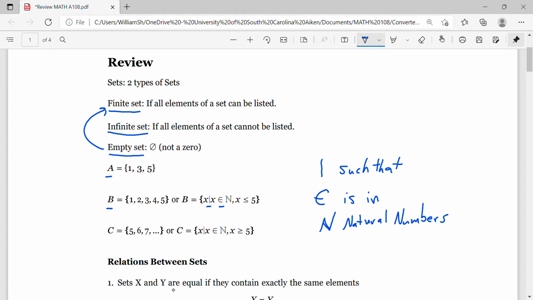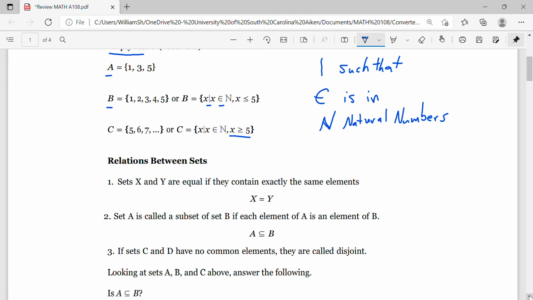Now, if we look at C, C is the set {5, 6, 7, ...}. And that dot, dot, dot just means we continue on forever. So 5, 6, 7, 8, 9, 10, 11, 12, on and on and on. Just keep going up by 1. So the way we wrote C here in a fancier way is {x | x ∈ ℕ and x ≥ 5}, okay? Which means that we start at 5 and we go on forever listing all the natural numbers on up to infinity, okay?